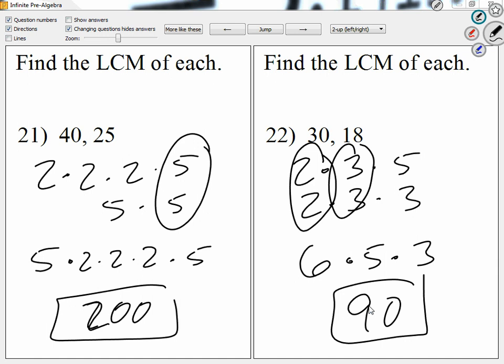So greatest common factor is easier than least common multiple, just because on the least common multiple, you have to get the greatest common factor and multiply by everything else. Right? So, any questions?